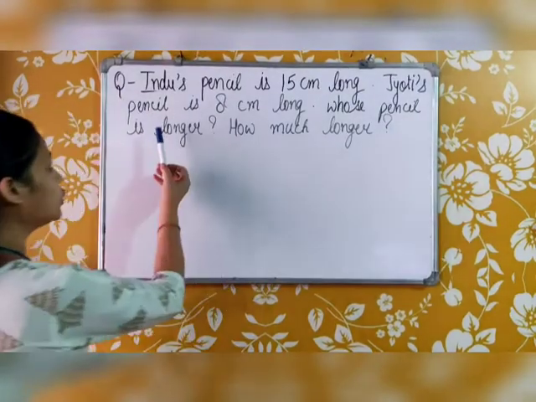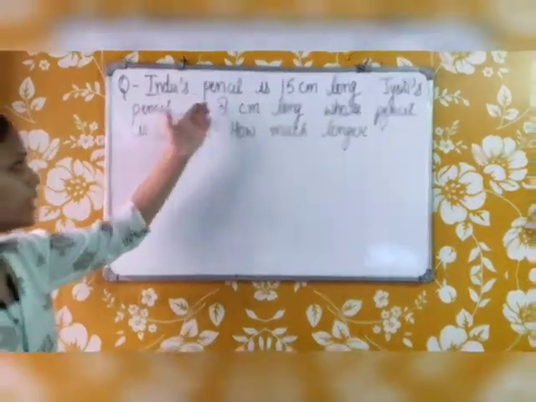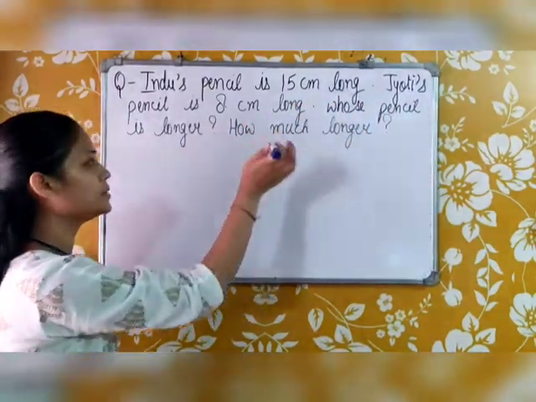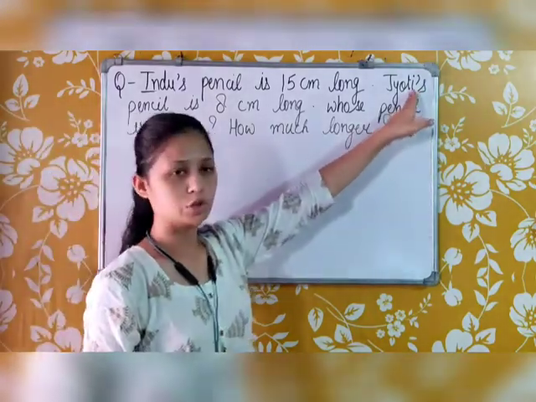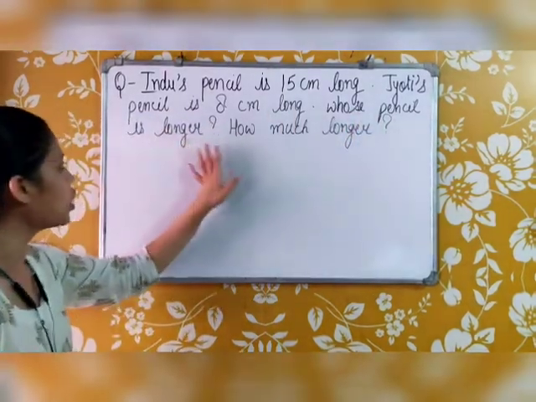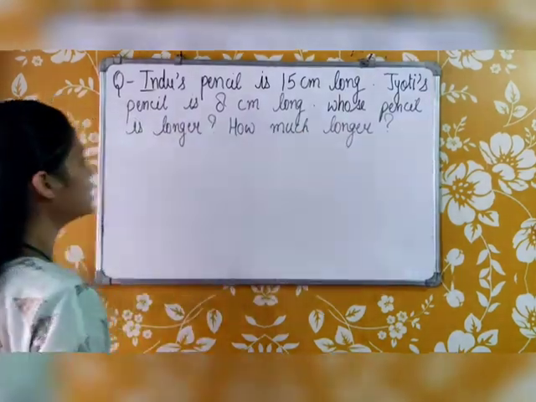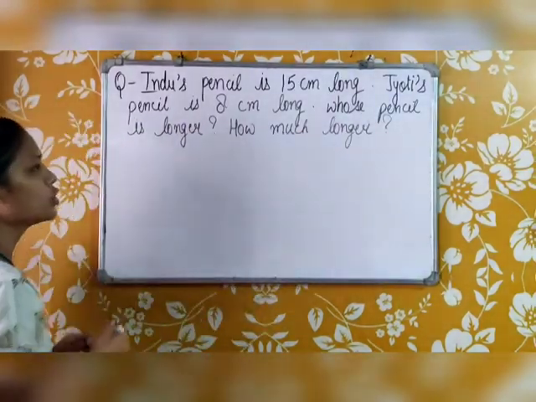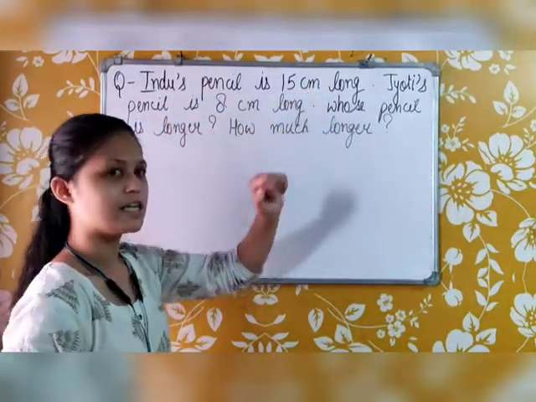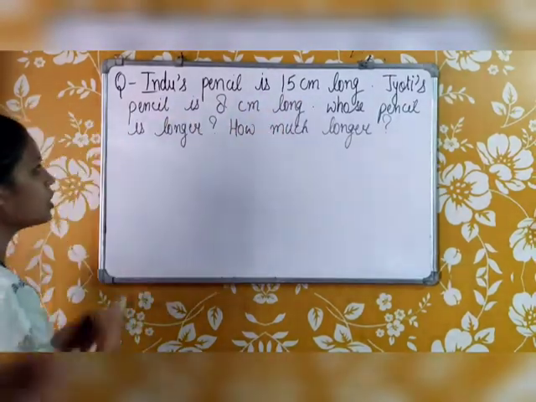Question is, Indu's pencil is 15 centimeter long. So there is a girl Indu whose pencil is 15 centimeter long. Okay. Now Jyoti's pencil is 8 centimeter long. So there is another girl named Jyoti whose pencil is 8 centimeter long. So we have to tell whose pencil is longer and how much longer. So there are 2 questions in this question. Okay. First is whose pencil is longer. So as we can see, Indu's pencil is 15 centimeter long and Jyoti's pencil is 8 centimeter long. So 15 is more than 8. So it means Indu's pencil is longer than Jyoti.